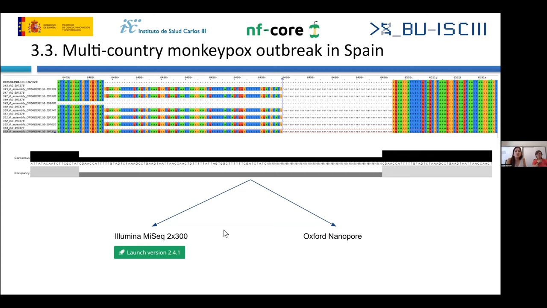So in order to discover the real number of repeats present in our monkeypox samples, we are trying to sequence the best covered sample with MiSeq 2 × 300, which is also going to be analyzed with the latest version of viralrecon, and with Oxford Nanopore technologies. And we keep working on that, so we can't tell you anything yet.